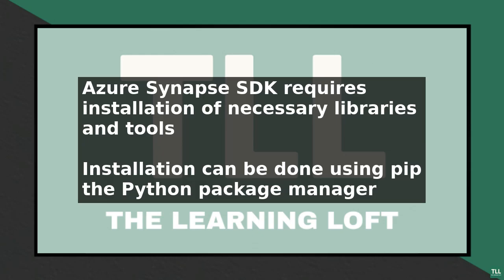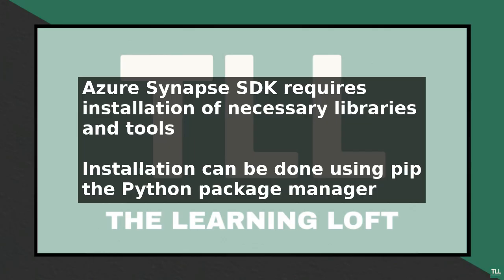To get started with Azure Synapse SDK, you need to install the necessary libraries and tools. You can do this by using pip, the Python package manager, to install the Azure Synapse SDK library. Once installed, you can import the library and start using its features.